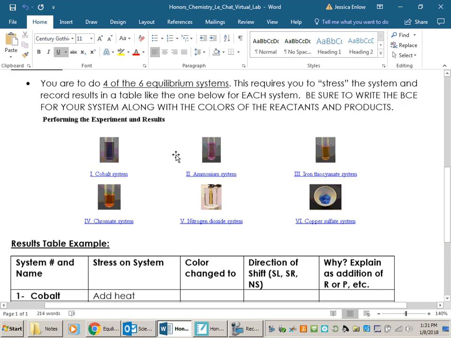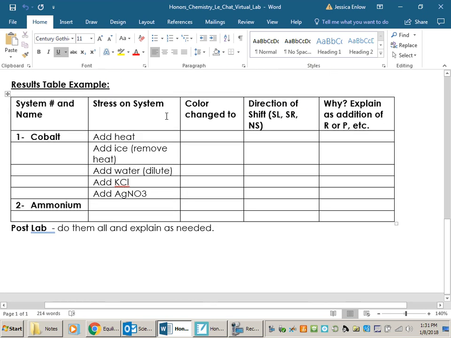The way you're going to document these color changes and shifts is there's a little table. If you scroll down on the document, you can set this up on your paper. It gives the system, the stress that you've applied, the color change that occurred, which direction it shifted, and then why. That's what I want you to do for the cobalt one, and then second, the copper one. After you complete those 2 mini virtual experiments, you'll do the post-lab questions.